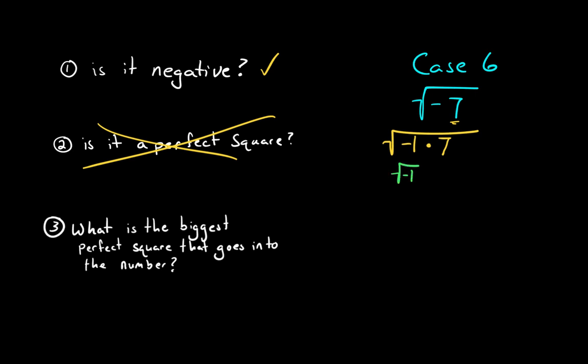Now we'll just square root each of the 2 factors that we actually have. Square root of negative 1 is i, and the square root of 7 we can't actually do anything with, so it will stay the square root of 7. And those are the 6 different cases that can happen when you're trying to simplify the radical when doing the quadratic formula or completing the square in Algebra 2.